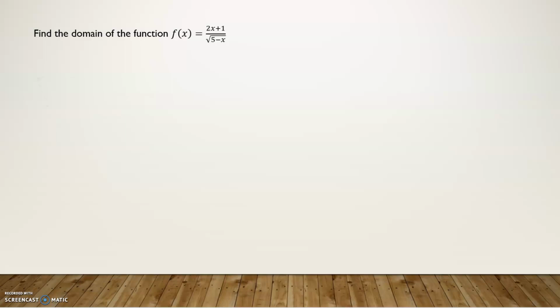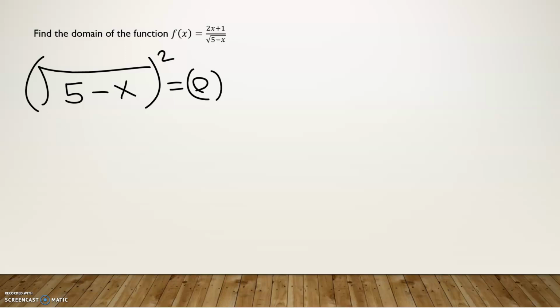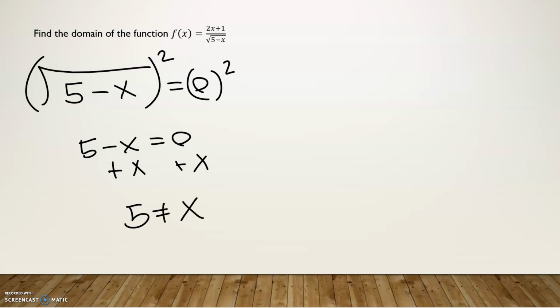So first I'm going to start with the bottom. I'm going to set that equal to 0. And I'm going to solve, so I'm going to square both sides. Okay, so 5 minus x equals 0. And I'm going to move x over. So 5 equals x. So that means that x cannot be 5 because we set it equal to the thing that we don't want it to be.